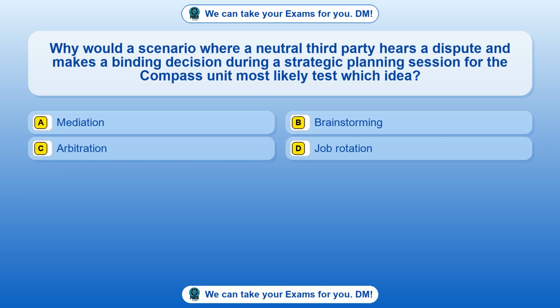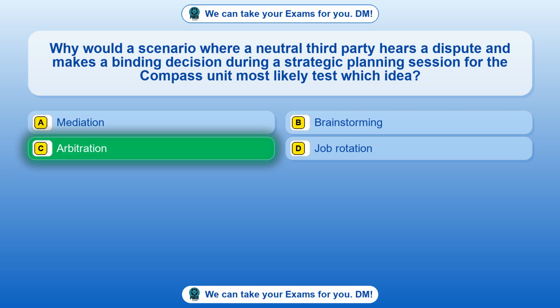Question 66. Why would a scenario where a neutral third party hears a dispute and makes a binding decision during a strategic planning session for the Compass unit most likely test which idea? Option A, mediation. Option B, brainstorming. Option C, arbitration. Option D, job rotation. The correct answer is option C, arbitration.